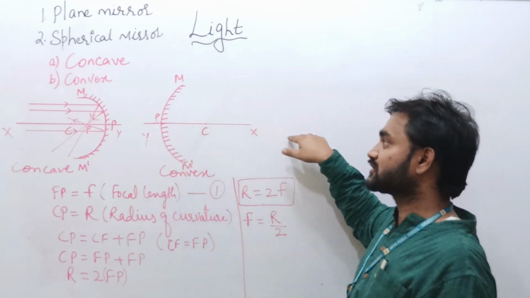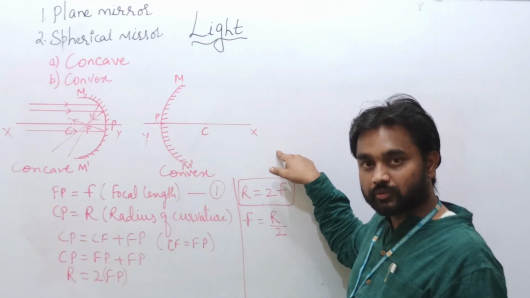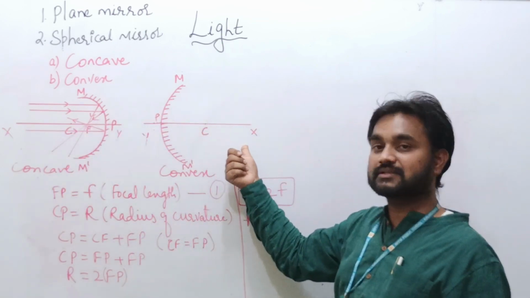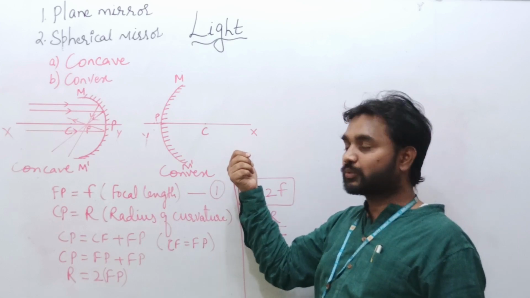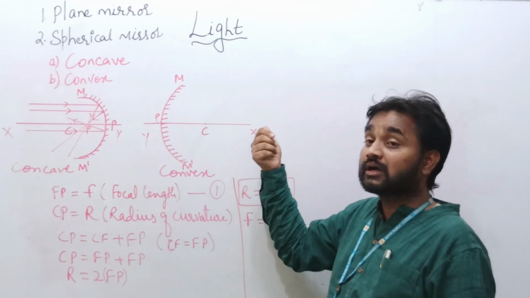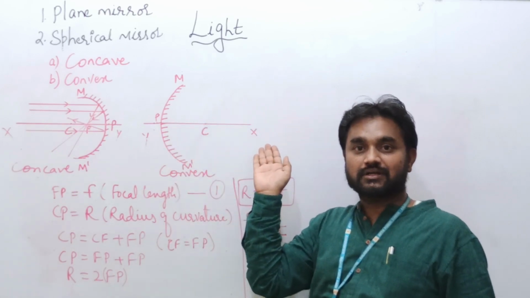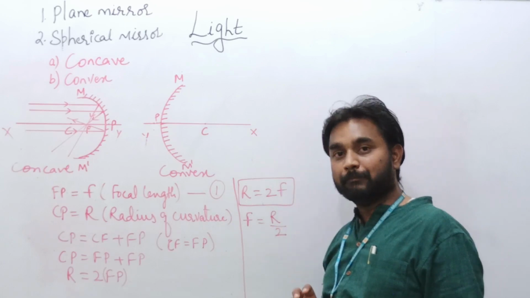The principal axis is also behind, so again, the principal axis is also virtual. Right? So the principal axis is real in the concave mirror, and virtual in the convex mirror. Why is it virtual, sir? You may ask the question. It's because the center of curvature and the principal axis lie behind the mirror.